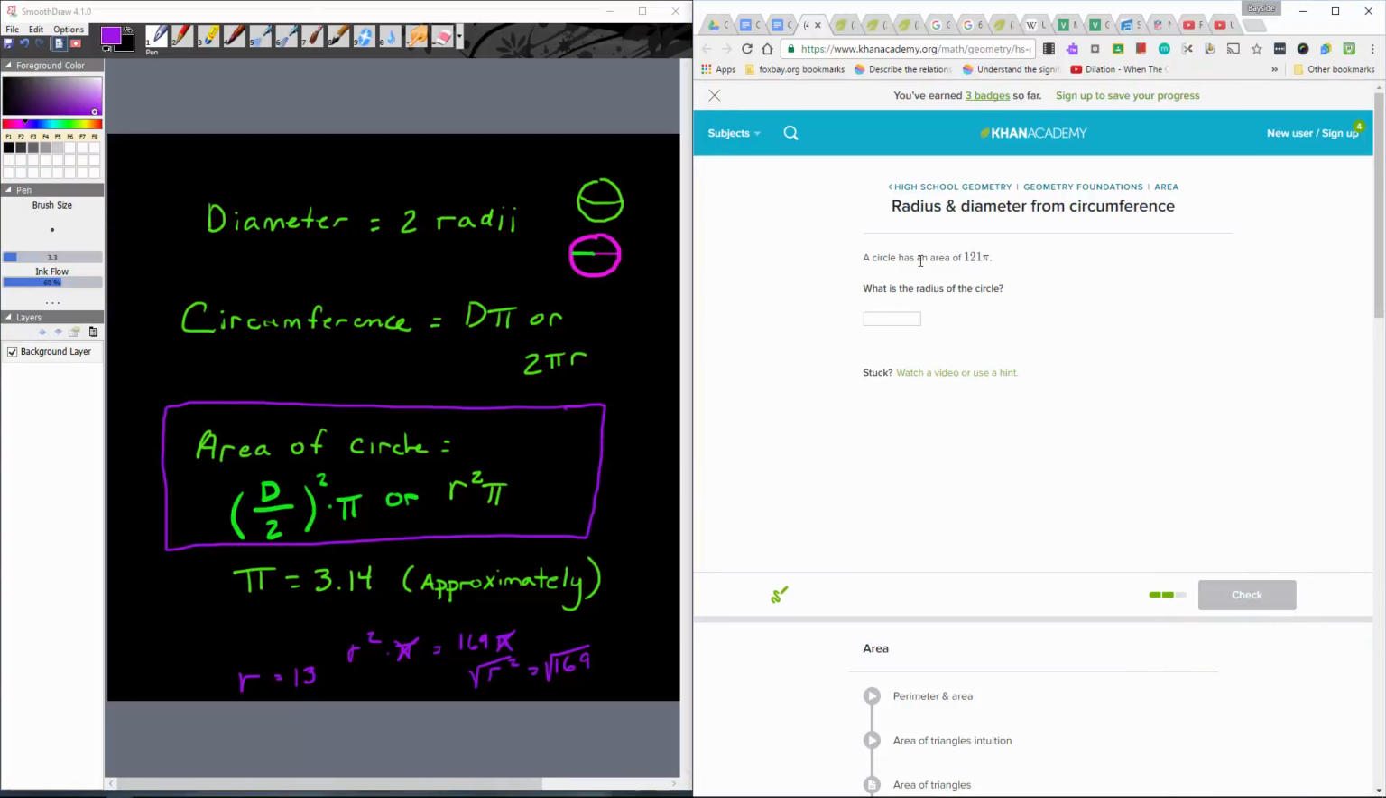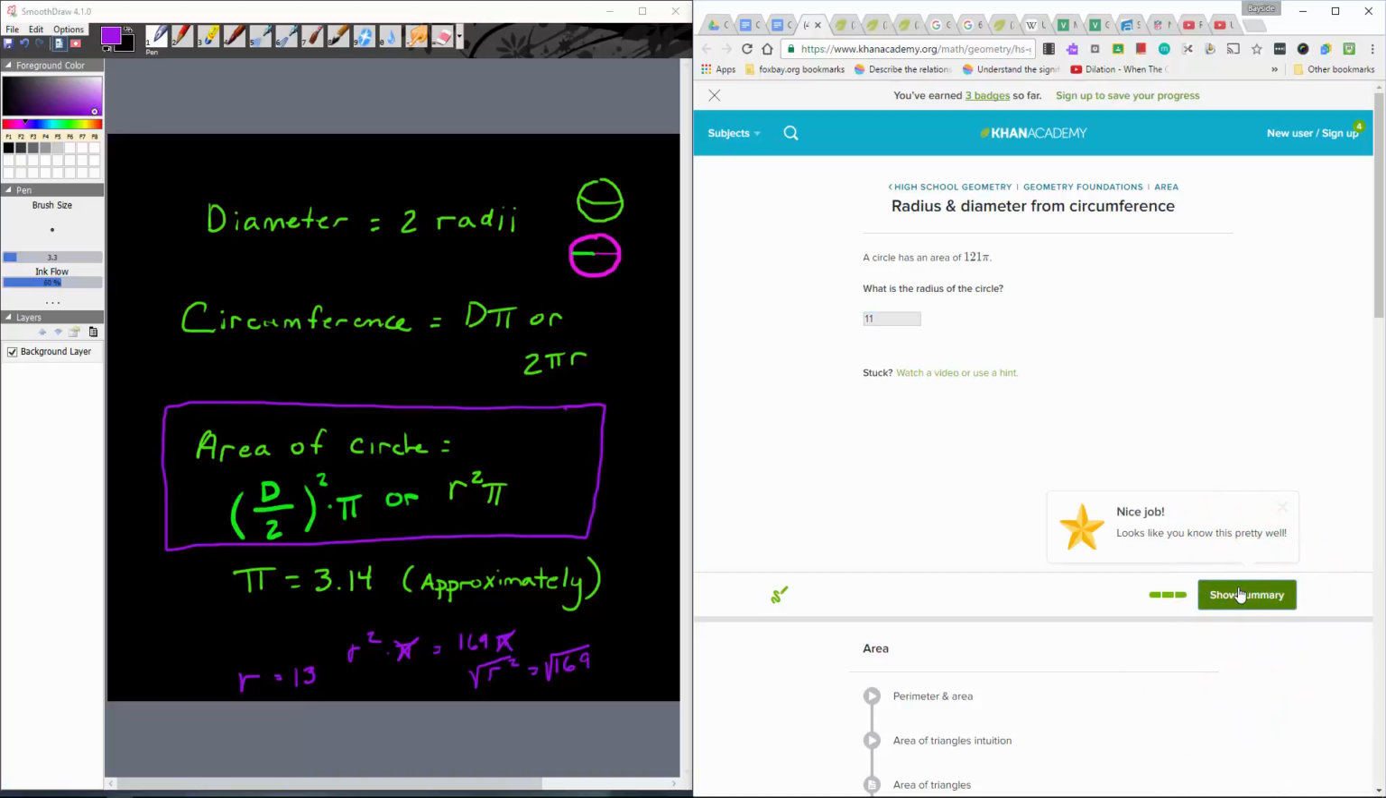This one here says the area is 121 pi. So what is the radius of the circle? Same kind of procedure. Instead of having the 169 though, I'm going to put the 121 and think about what times what is 121. And now it says what is the radius? So all I have to do is find r. I don't have to multiply it by 2 because it wants to know the radius, right? So in this case, I believe 121 is 11.